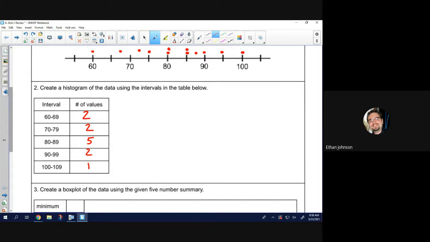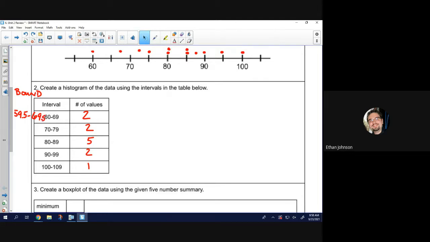So remember, we need to find our boundaries. For our boundaries, we subtract 0.5 from our lower limit and add 0.5 to our upper limit. So the 60 to 69 becomes 59.5 to 69.5.